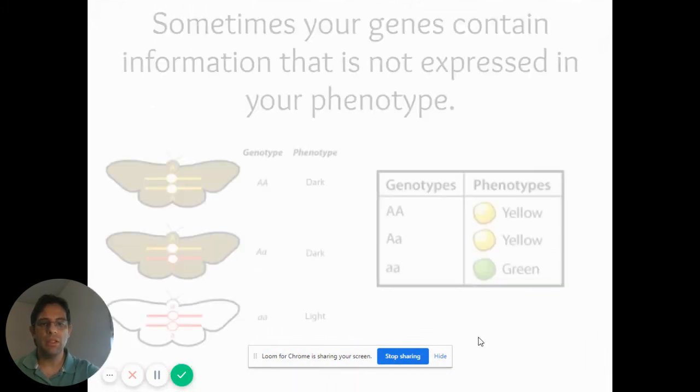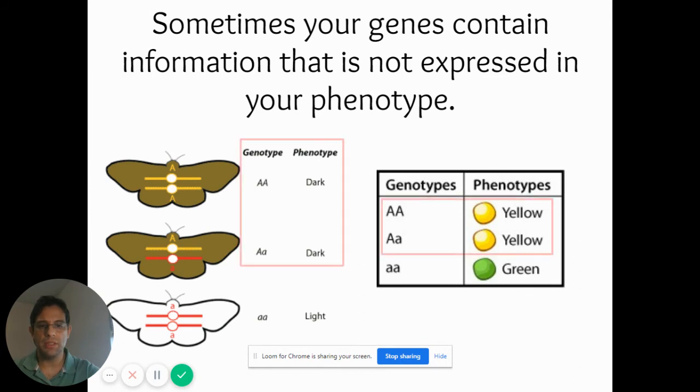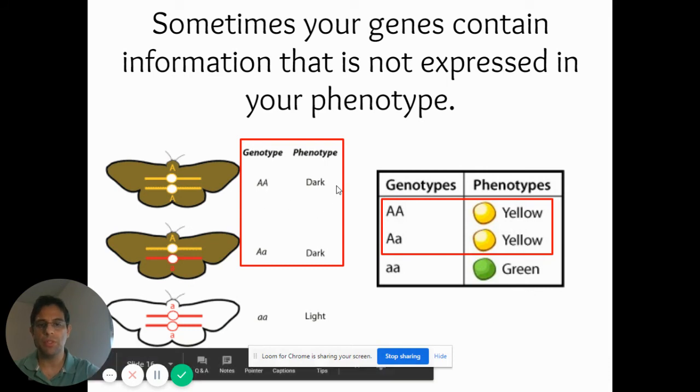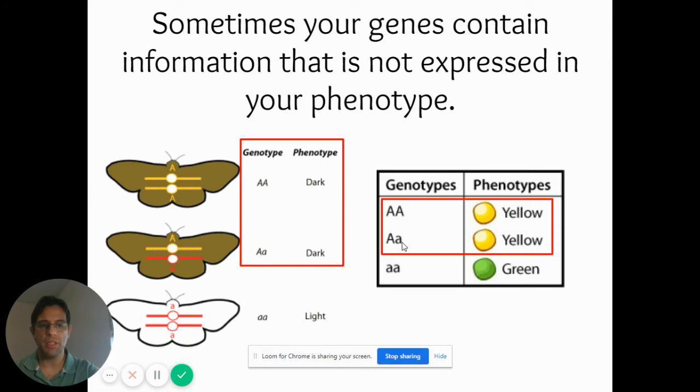So let's analyze this the same way. I'm talking about the genotype and phenotype. There are two genotypes that code for the same phenotype. The same thing happens here with the seeds.